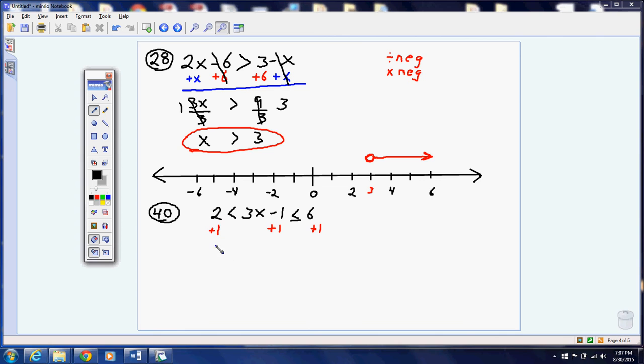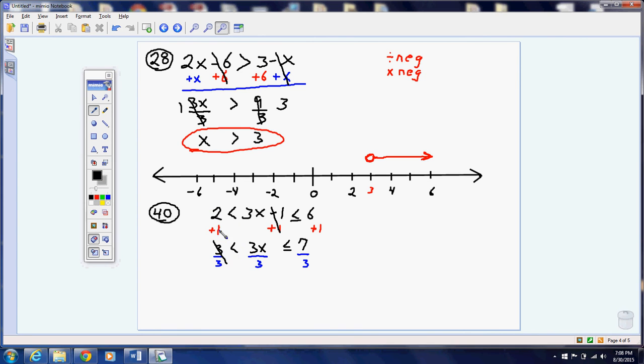We've got 2 plus 1 is 3, which is less than 3x. This cancels out. That's why we did it. Which is less than or equal to 6 plus 1, which is 7. Now we have to divide by 3. We have 3 times x, so we have to divide by 3. And we have to do that to all parts of the inequality.